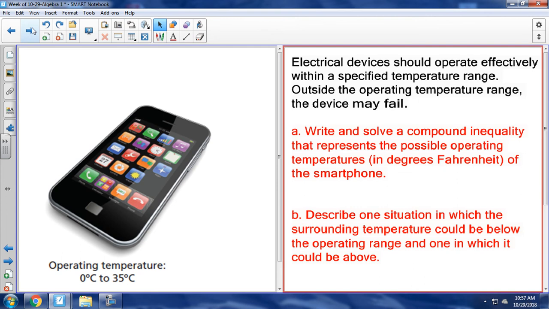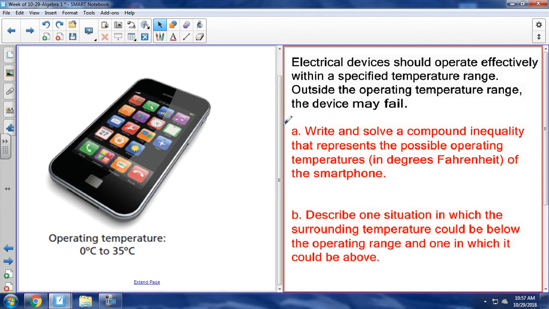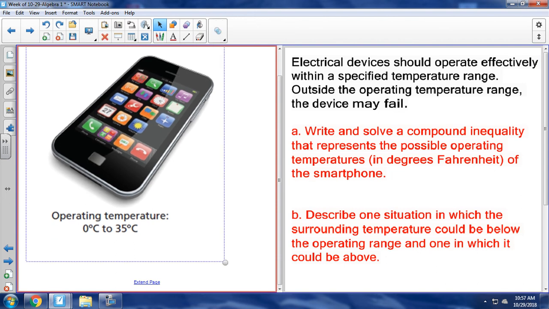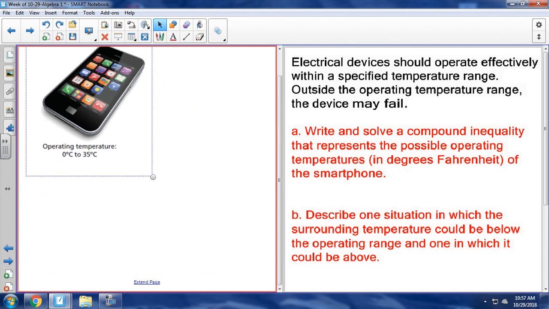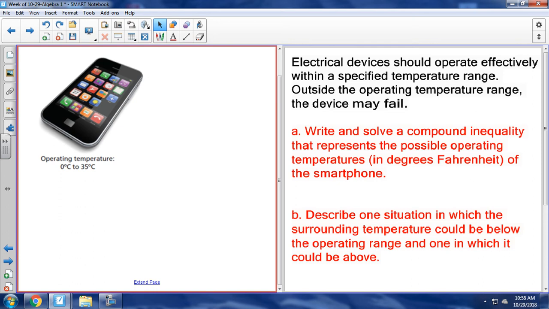Let's see, my screen is a little bit weird here, but here we go. So we have this cell phone with an operating temperature from 0 to 35. You ever leave your phone out in the cold and it just shuts down? Not very often, but usually in the heat, right? It will say heat warning or something, and it won't turn on, basically. So electrical devices should operate within a specific temperature range.